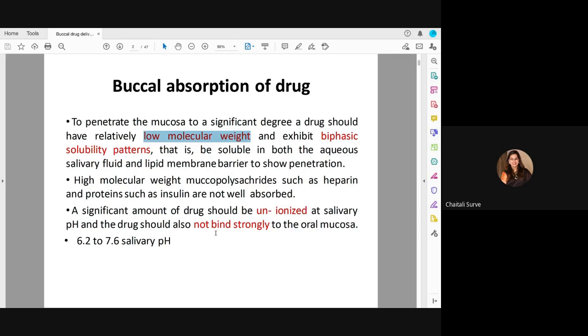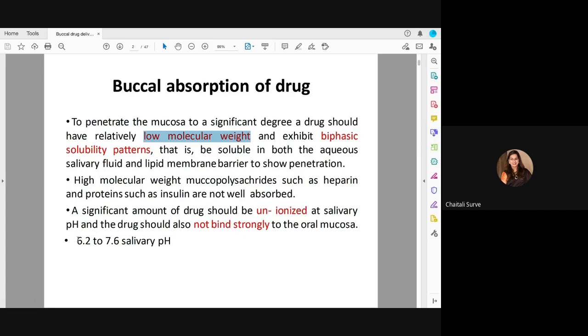Also, if there is a very strong binding between your drug and the mucosa that you are talking about, in that case, what will happen? It will face difficulty in permeating through the mucosa, because they both will be bounded together so well that the mucosa will not leave that drug, and it will not let it permeate through that buccal mucosa. So even such kind of interactions between the drug should be avoided.